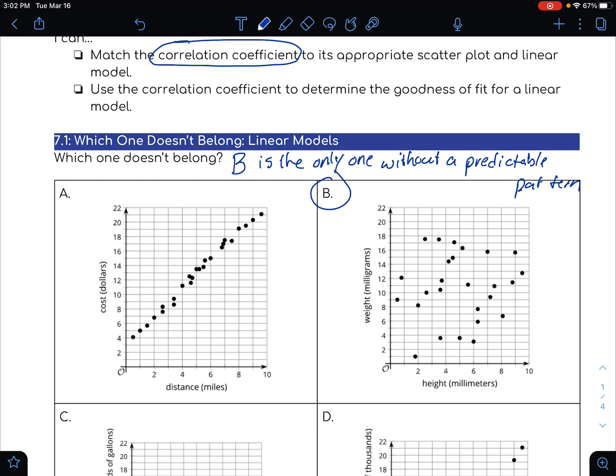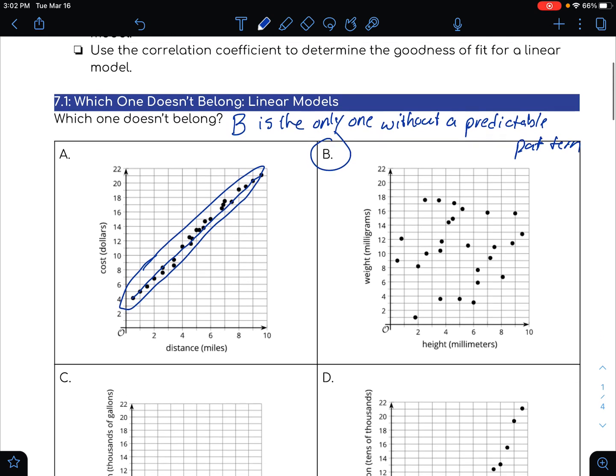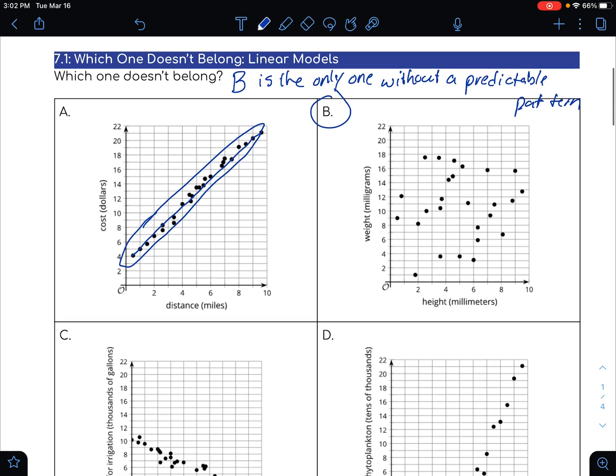Now, I think there are a couple of these that are pretty predictable and are predictable in a linear sort of way. So A definitely seems to be a linear relationship when we look at the pattern between the distance in miles and cost in dollars. I'm guessing maybe that's a gas sort of problem there.